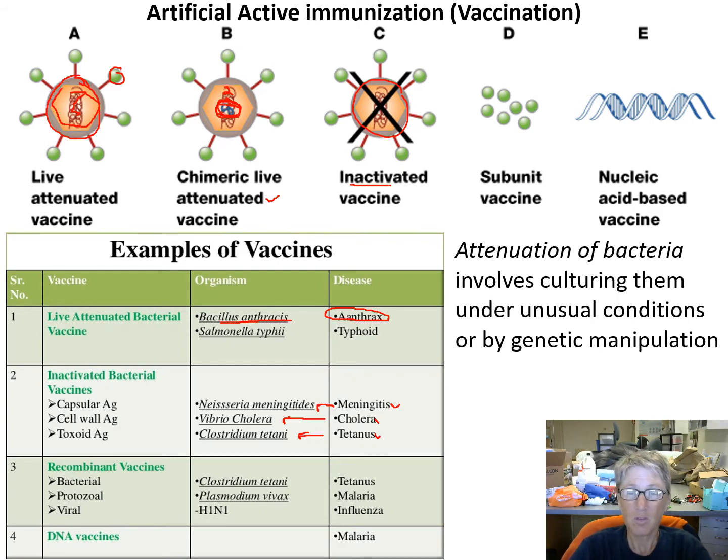You can also make a subunit vaccine, which is where you just, in this cartoon, you just take the balls of the spike off the virus and put that in a vaccine. That way, there's no virus parts in terms of the DNA or RNA that would allow the virus to replicate in your body. And then you can make a nucleic acid based vaccine. So here in this cartoon is just a DNA vaccine.